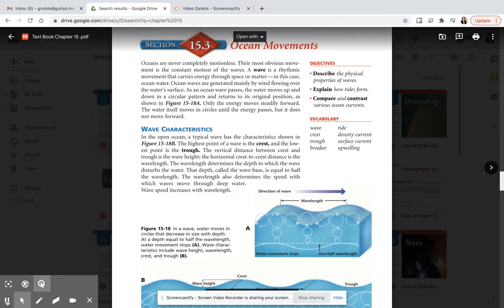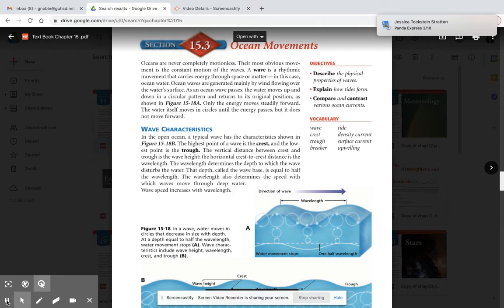As an ocean wave passes, the water moves up and down in a circular pattern and returns to its original position, as shown in Figure 15-18a. Only the energy moves steadily forward. The water itself moves in circles until the energy passes, but it does not move forward.